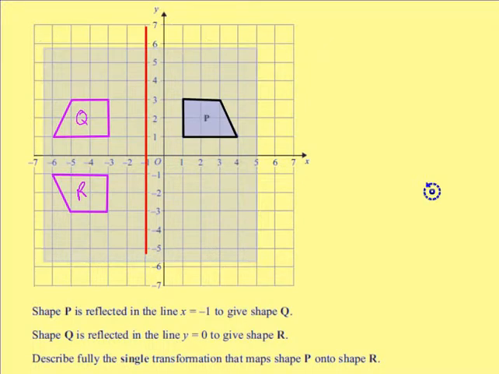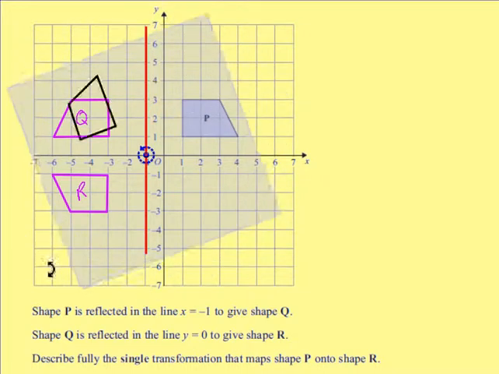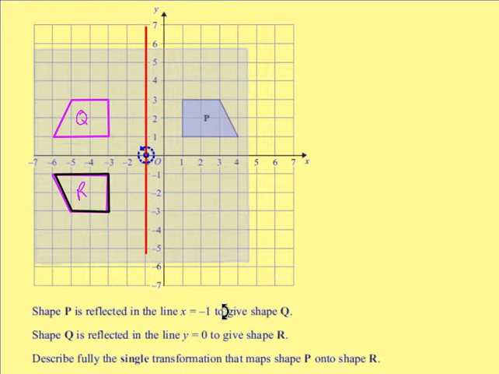Once we've drawn around our shape, we're then going to place our pencil down where we think the centre of rotation might be. I'm just going to pop it there. And then we're going to try rotating our paper round. And there I find that it fits nicely.